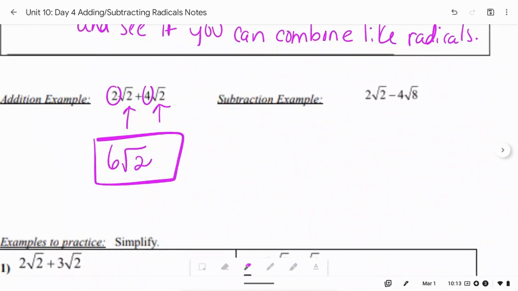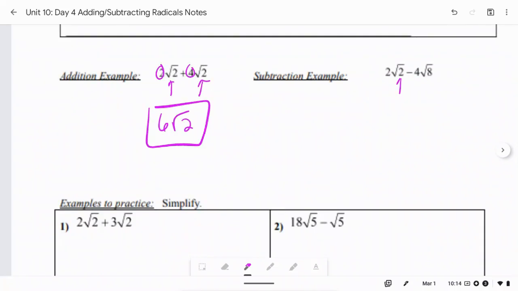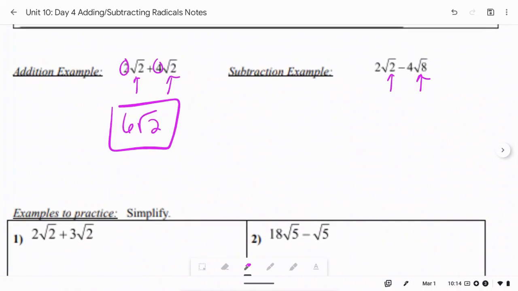In the subtraction example, again, I'm looking, are the radicands the same? So I have a 2 and an 8. They are not the same. So then the next thing I'm going to see is, can I reduce either one? I know I can't reduce the square root of 2, but I know I can reduce the square root of 8.